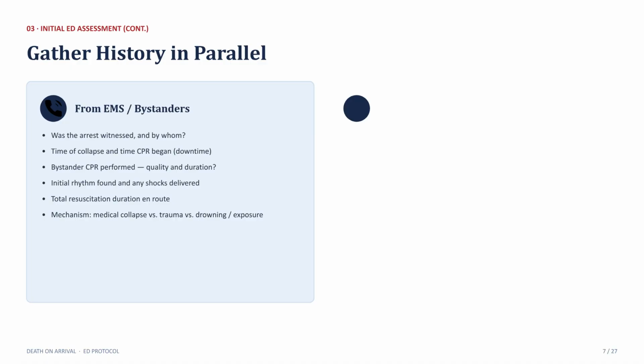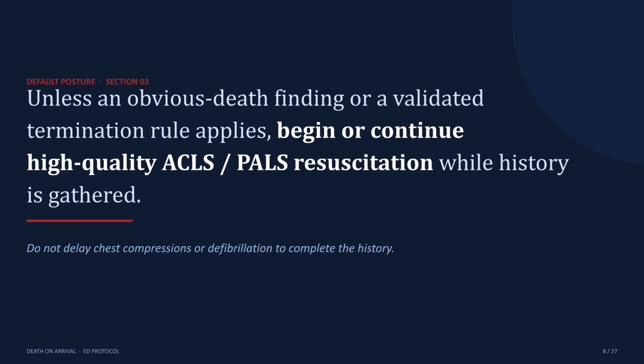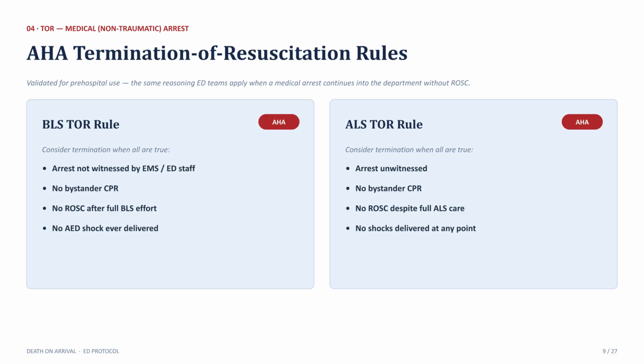While performing these assessments, gather history in parallel from EMS or bystanders, and consider critical patient factors such as DNR status or potential toxic ingestions. Unless an obvious death finding or a validated rule applies, the default is to begin or continue high-quality resuscitation without delay. The AHA provides specific termination of resuscitation rules for both BLS and ALS settings, defining the criteria to consider when termination may be appropriate.